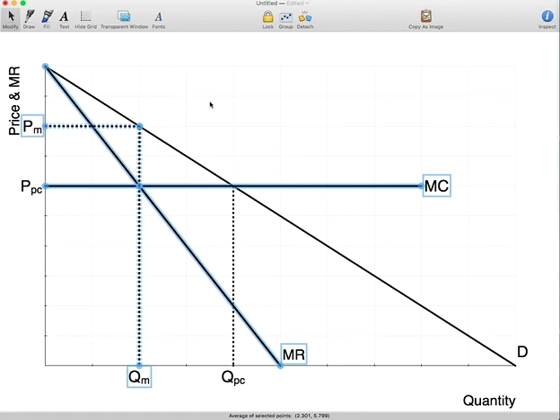So realize that in a monopoly market, our expectation is that prices are going to be higher than in a perfectly competitive marketplace, and also that the level of output in the monopoly market will be less than the level of output in a perfectly competitive marketplace.